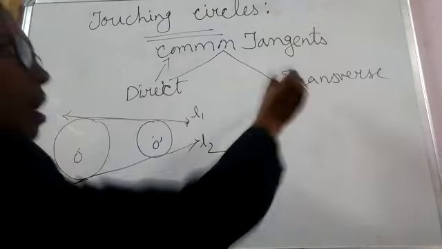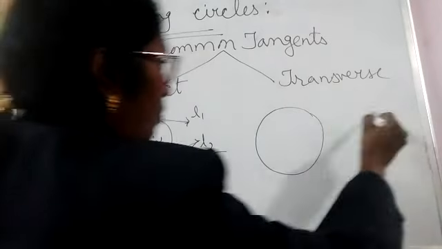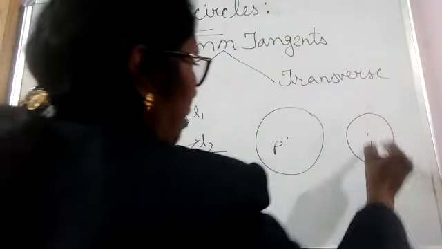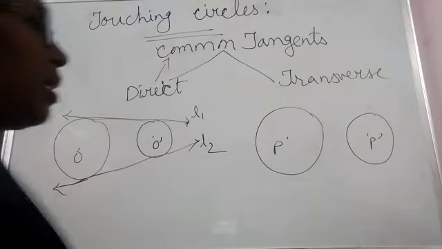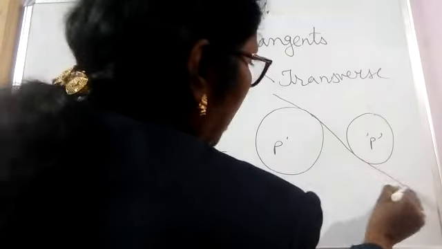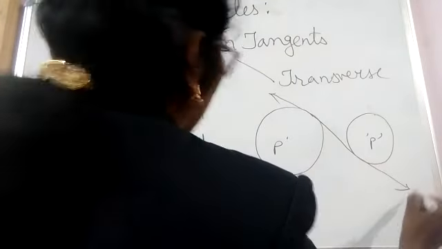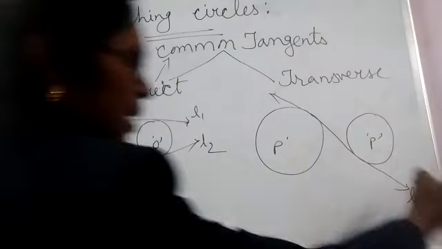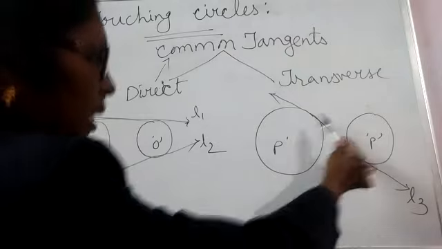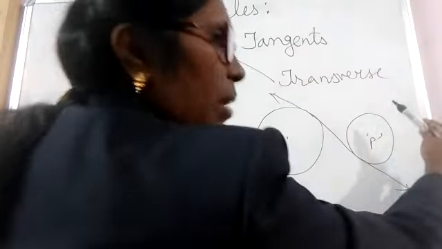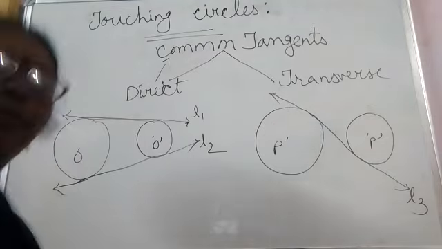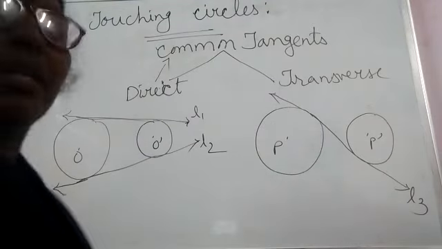And what are transverse common tangents? Same way, let me name the centers of the two circles P and P dash. Let me draw a line. This is a tangent to this circle and also the tangent to this circle. You see? Let me name it as L3. This is the tangent to both the circles. That's why it's a common tangent. This circle is below the line and this circle is above. That means the circles are on both sides of the line. Such type of tangents are said to be transverse common tangents.